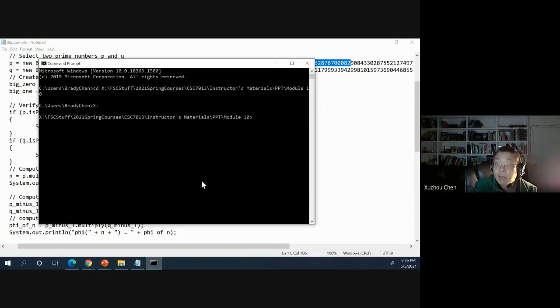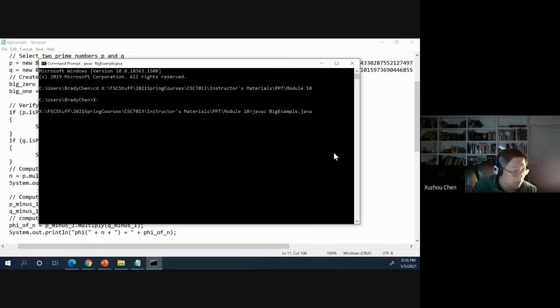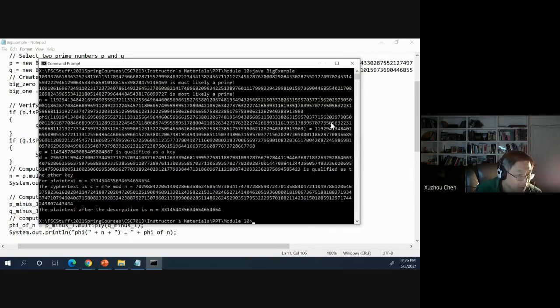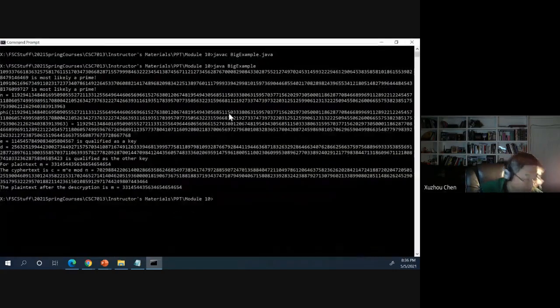So let's see. I can compile the Java C, big example. Okay, so I compile it. Okay, so then I can run this program. Okay, so this is a mess.